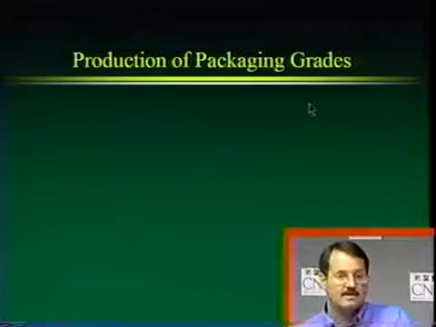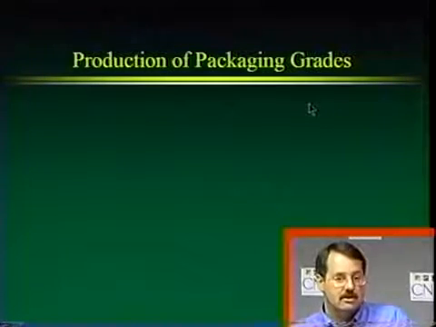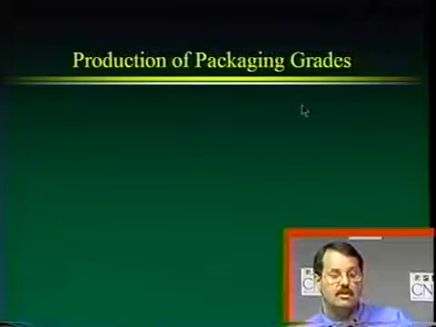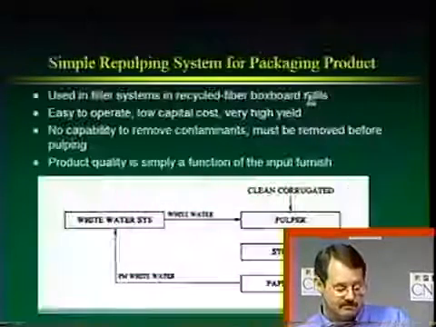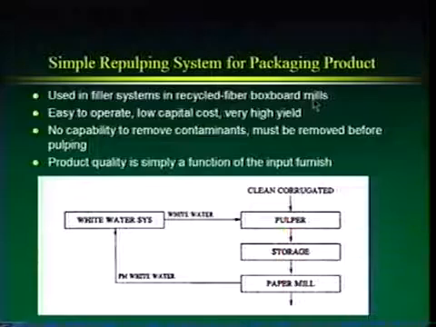All right, now the last topic is the production of packaging grades. So these are your brown grades. The first system is the simplest system. This is going to be a very high yield, and this might be used in a filler system for boxboard mills or something. It's easy to operate, low capital, very high yields.